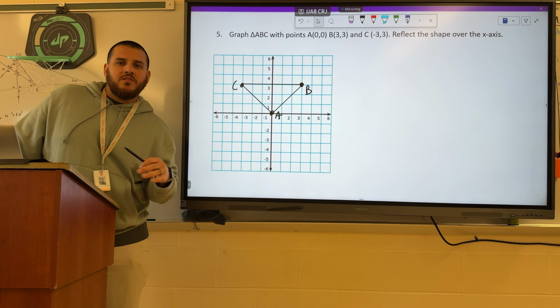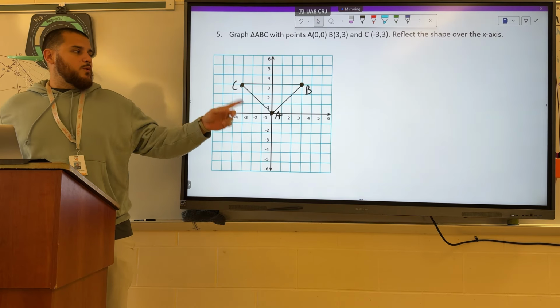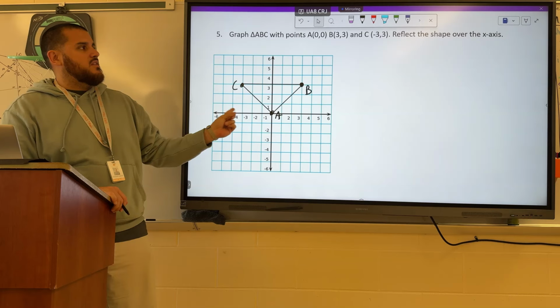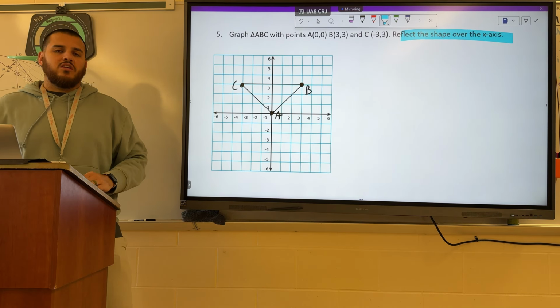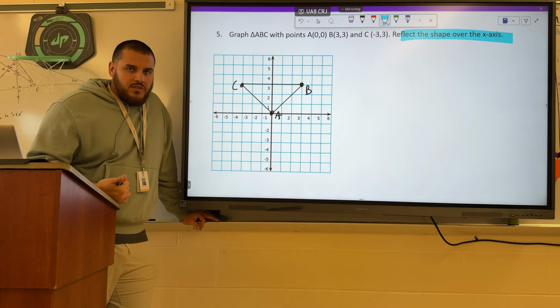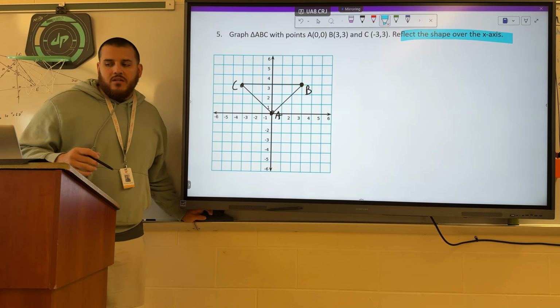Our next 3 examples here are all tied together, all involving transformations on a graph. We have a pre-image here, triangle ABC. A is at 0, 0, B is at 3, 3, C is at negative 3, positive 3, and we're being asked to reflect this shape over the x-axis. Remember, we want to think of reflections as flips, and the line we're being asked to flip over is the most important thing to identify.